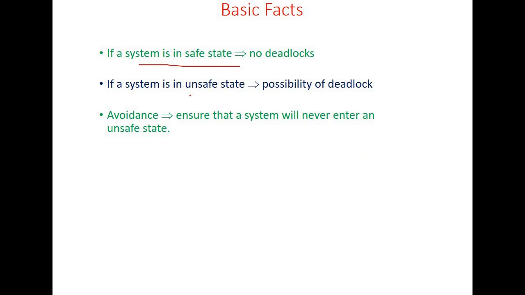So, what do safe state and unsafe state say? If the system is in safe state, it means that there is no deadlock. If the system is in unsafe state, there is a deadlock. Deadlock avoidance ensures that a system will never enter an unsafe state.